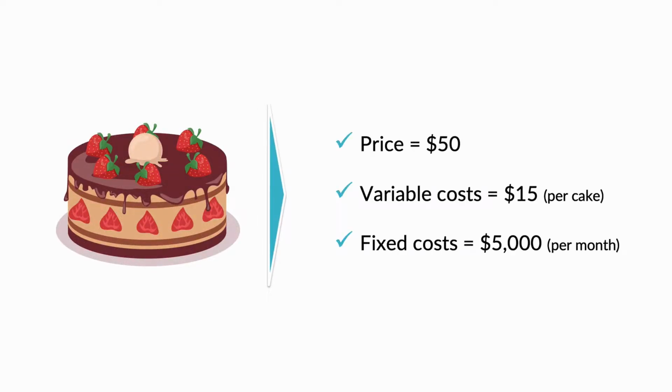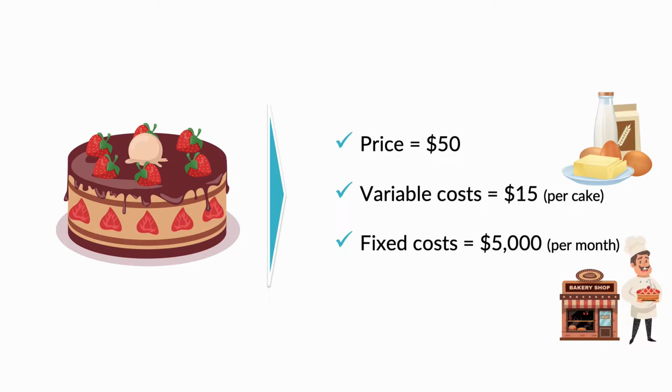In this case, let's imagine that we're making birthday cakes, which we sell for $50 each. Making each of those cakes has a total variable cost of $15. That's for ingredients, packaging, electricity to bake it, etc. And we have total fixed costs of $5,000 per month. That's for salaries, rent, equipment depreciation, etc.